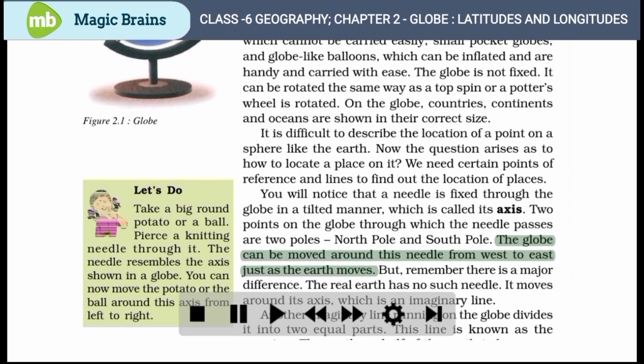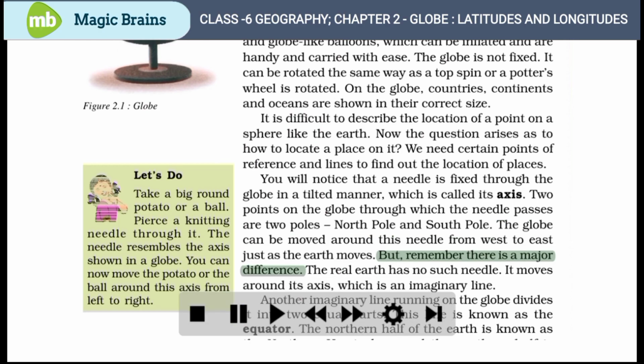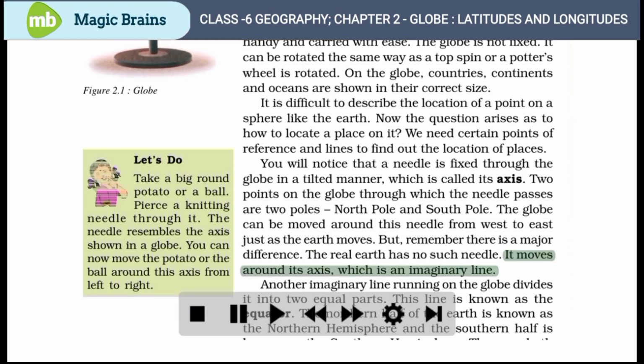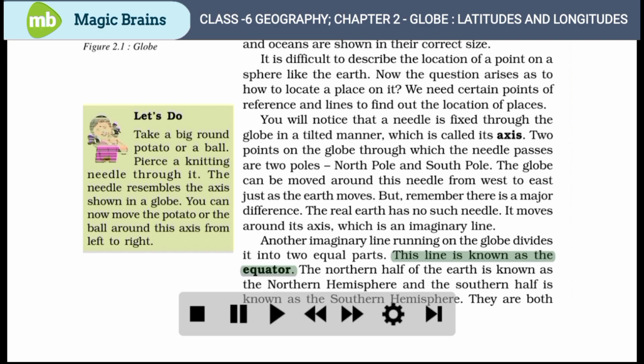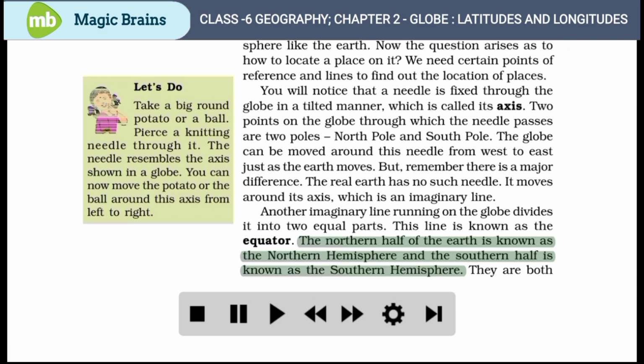The globe can be moved around this needle from west to east just as the Earth moves. But remember, there is a major difference. The real Earth has no such needle. It moves around its axis, which is an imaginary line. Another imaginary line running on the globe divides it into 2 equal parts. This line is known as the equator. The northern half of the Earth is known as the northern hemisphere, and the southern half is known as the southern hemisphere.